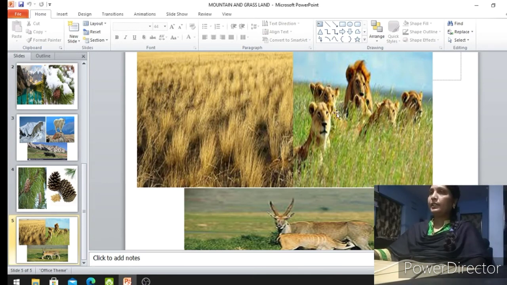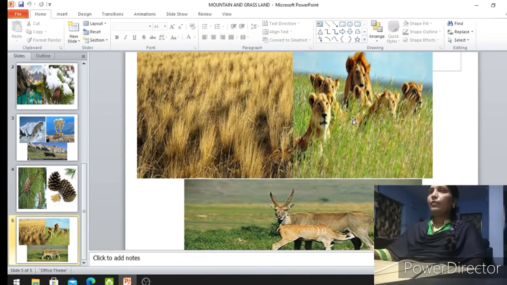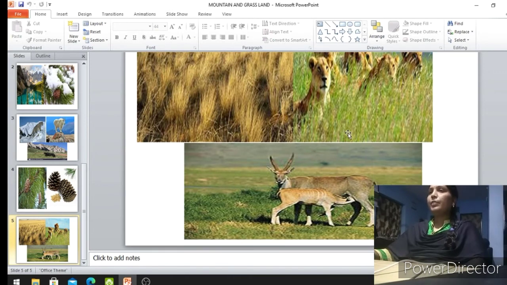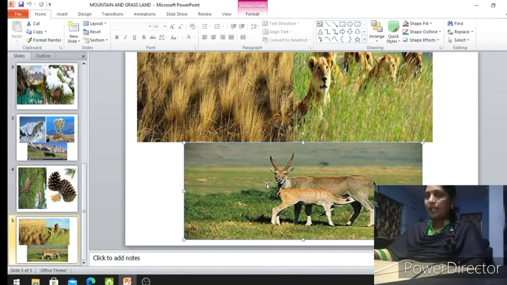Prey means the animal which they are going to eat, which they are going to hunt. That animal is known as their prey. So to find out their prey, to go and attack their prey and to have a focused vision, they are having eyes in front. So these are some of the animals which live in grasslands. When we see the another animal commonly been seen in grassland areas, that's the deer.